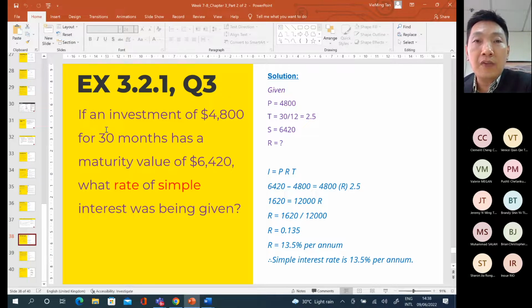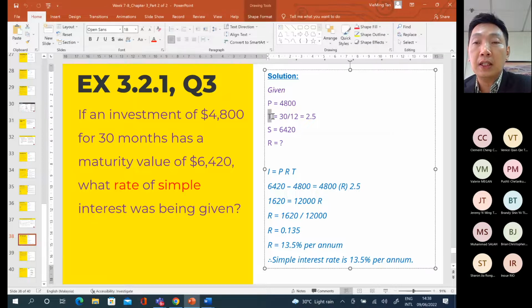So this question is: if an investment of 4,800 for 30 months, that means the duration of the investment involves 30 months. Okay. And then the principal is 4,800. So I try to write down here 4,800. 30 months. Okay. So it's better for us to convert this 30 months into years unit. Okay, so that means T is equal to 30 divided by 12. So it's equal to 2.5 years. The reason why we want to convert to year units is because the formula of T here is using the years unit. Okay.